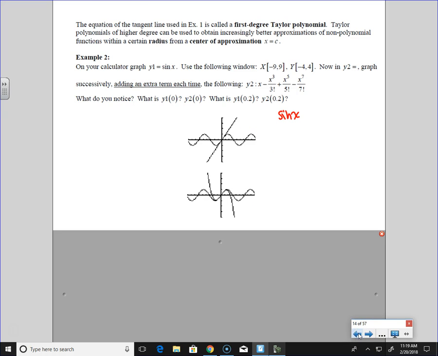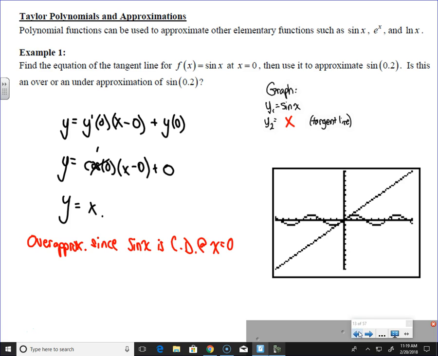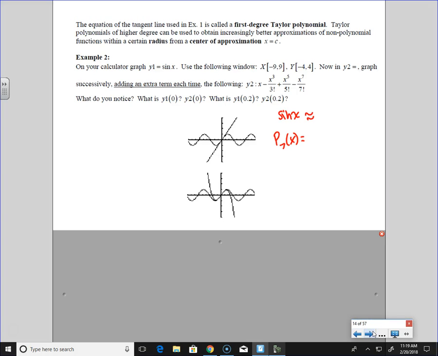Coming back over here, sine of x is approximately p sub 7 of x, the 7th degree Taylor polynomial. According to that formula, how do we start? f of c, where c is where it's centered. Where are all of these centered? At 0. We centered all these approximations at 0, per the direction on this board: find the tangent line at 0. So I'm going to have f of 0, plus f prime of 0 times x minus 0, which would just be x.